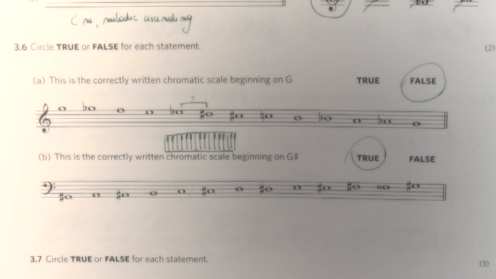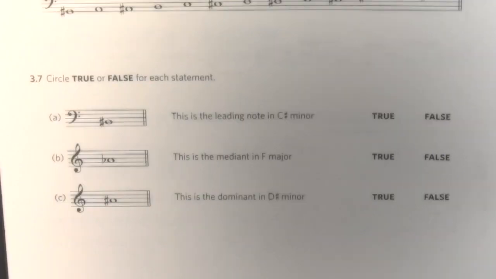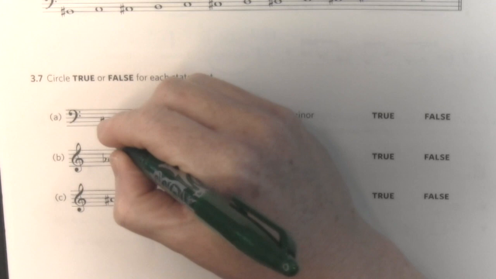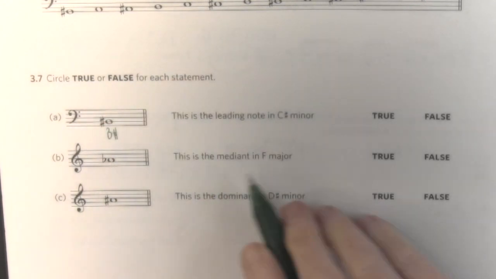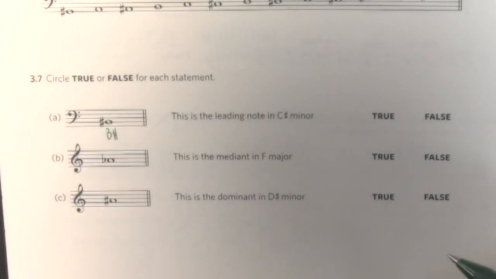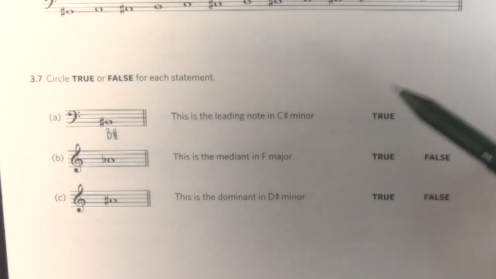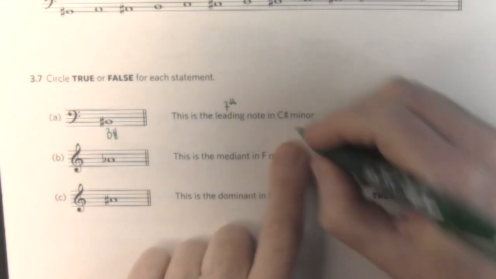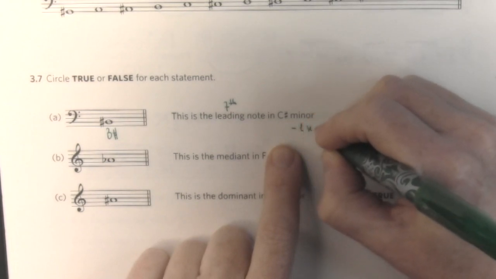Great. Last question. In this question, we need to circle true or false for each statement. This B sharp is the leading note of C sharp minor. Yes, because the leading note is the 7th degree and it's a semitone below. So it's -1 semitone. So yes, it is.